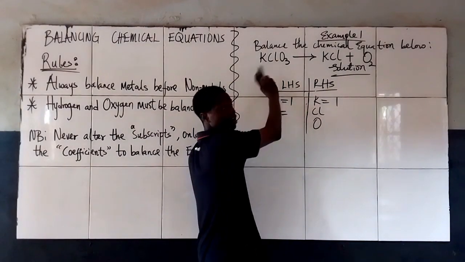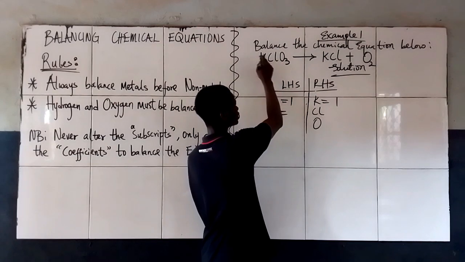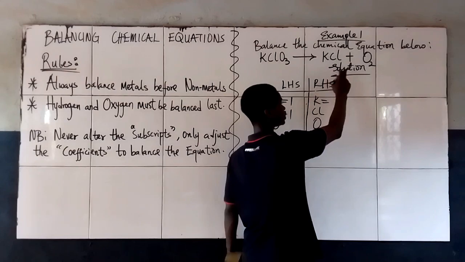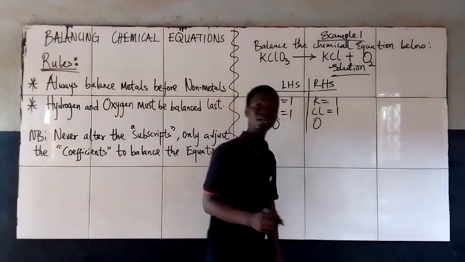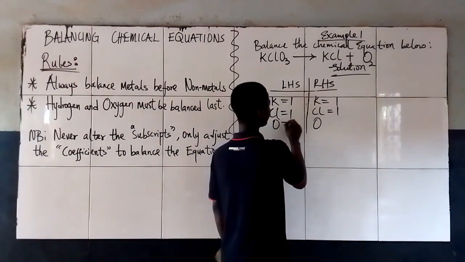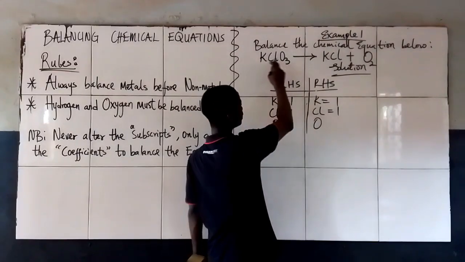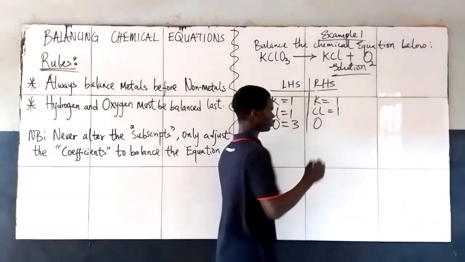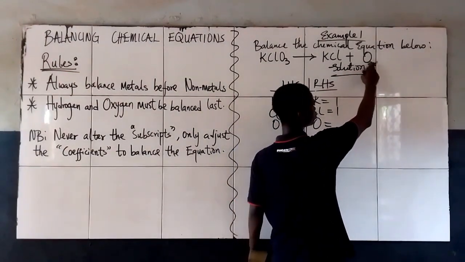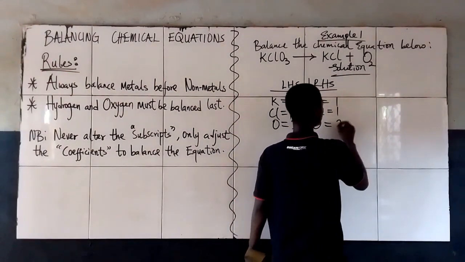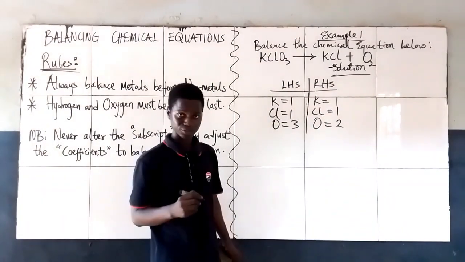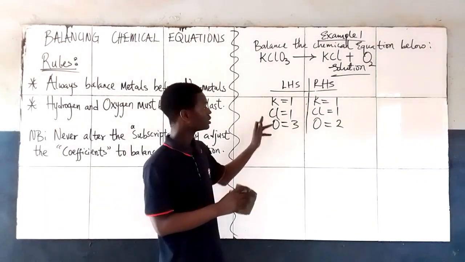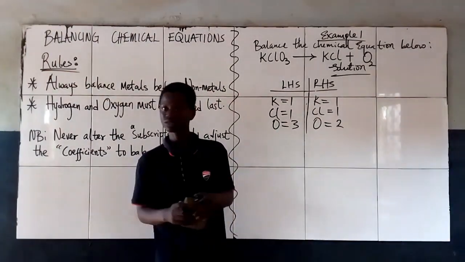Then chlorine on this side, you have just one atom. There is no subscript and there is no coefficient to affect it, so it's just one. Then on this side, no subscript, no coefficient, so it's just one chlorine atom. Are you seeing that? Now for oxygen, on this side, there is a subscript 3. There is no coefficient, so they have 3 atoms of what? Oxygen. Then on this side, there is a subscript 2. There is no coefficient, so it's just 2 atoms of what? Oxygen. Now if you observe this, the metal potassium on both sides is already balanced. Same with the non-metal chlorine. So we have just oxygen to balance.